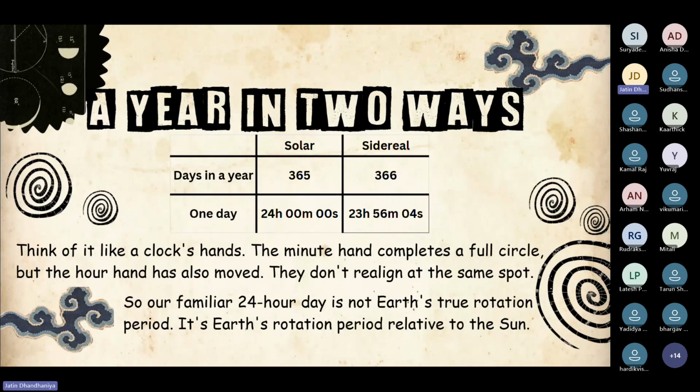The minute hand completes a full circle, but the hour hand has also moved, so they don't realign at the same spot. So that's why the hand has to move somewhat more to actually align with the hour hand after an hour. This is why the 23 hours 56 minutes become the 24 hours. So our familiar 24-hour day is not Earth's true rotation period. It's Earth's rotation period relative to the sun.